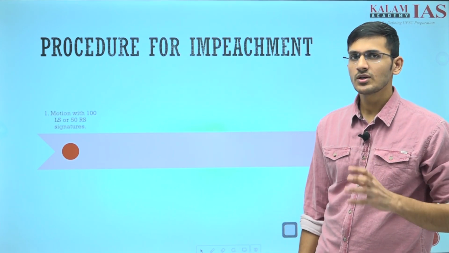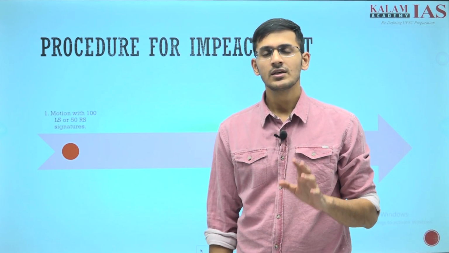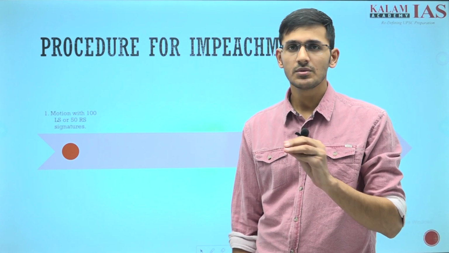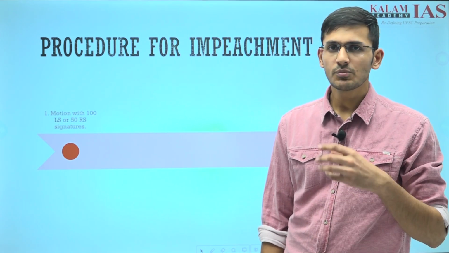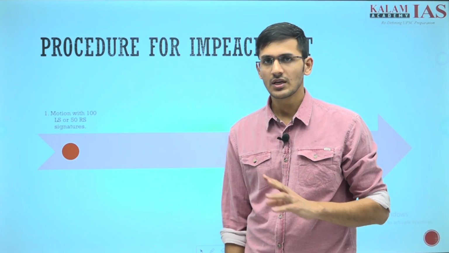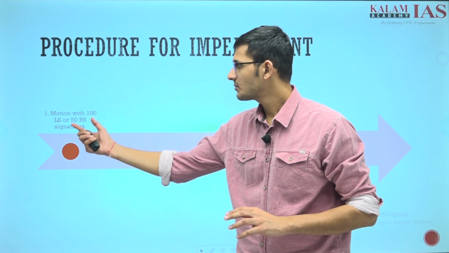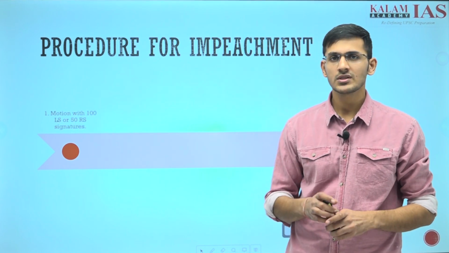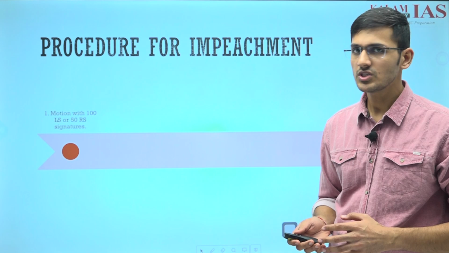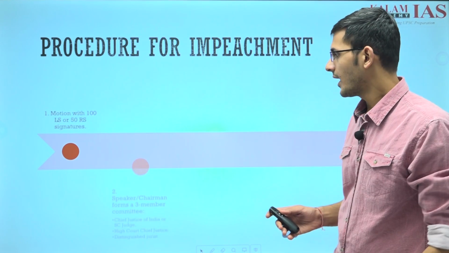To start a motion, there have to be at least 50 members of Rajya Sabha to start a motion for the impeachment of a judge. And if the motion is started in the Lok Sabha, then at least 100 signatories have to be there. So 50 Rajya Sabha members or 100 Lok Sabha members have to sign the motion to start the impeachment of a judge of a Supreme Court or a High Court.